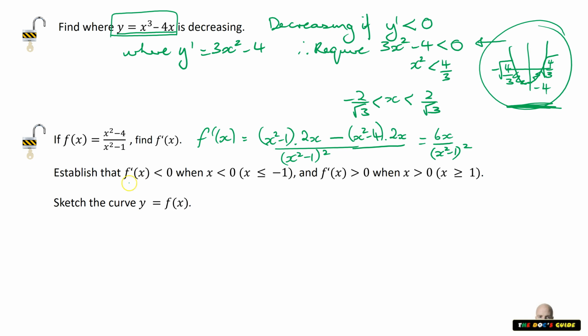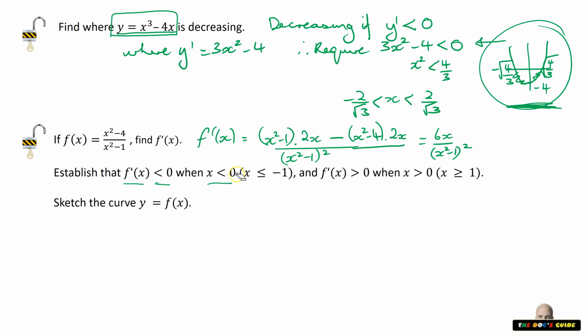Now this next part is just reading. So it says establish that f dash of x, so that's our differential, is less than 0 when x is less than 0. And this has got a mistake in it. That should say when x is not equal to minus 1. And you can see that the reason for that is that if x did equal minus 1, when we squared that, our bottom line would become 1 minus 1, which is 0. We're not allowed to divide by 0.